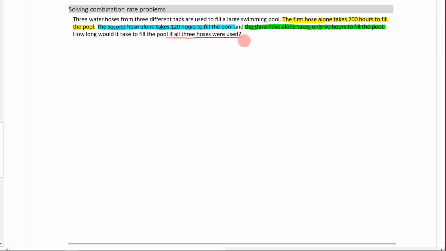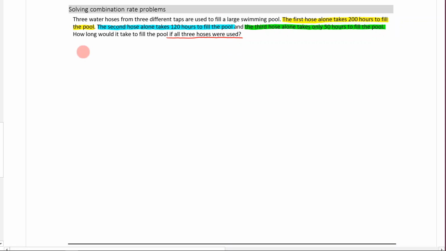So let's just stop and reflect upon what this question is asking us. It's saying we have 3 water hoses, and then it tells us that if the first hose alone was used, it would take 200 hours to fill the pool. If the second hose was alone used, it would take 120 hours to fill the pool, and if the third hose alone was used, it would take 50 hours to fill the pool. So what we need to figure out is how long would it take to fill the pool if all 3 hoses were used. So how are we going to approach this question?